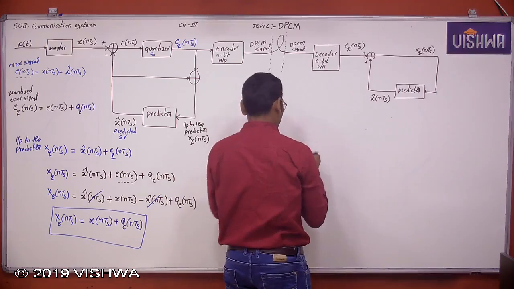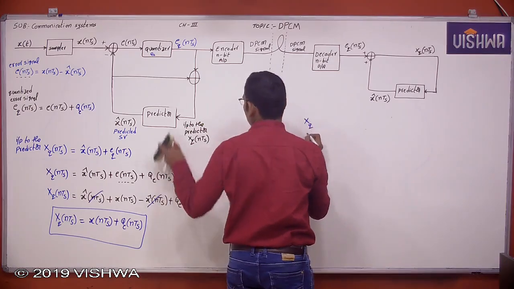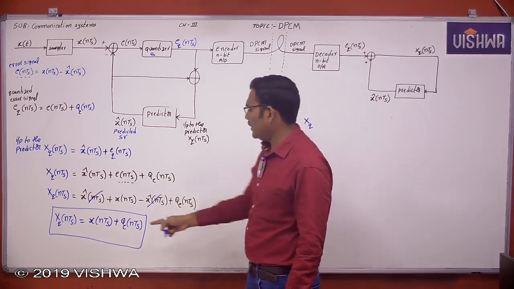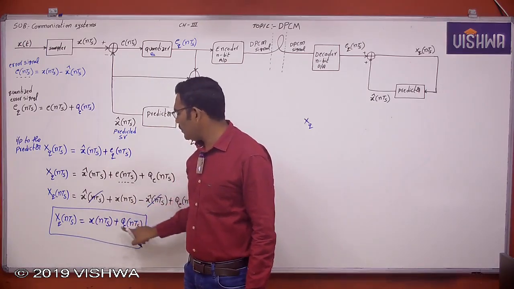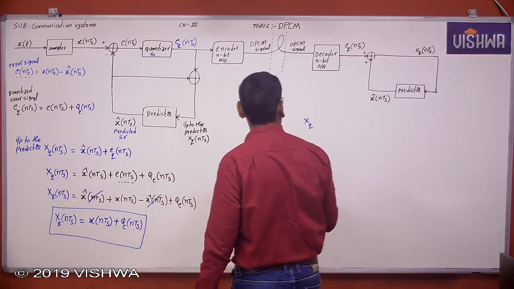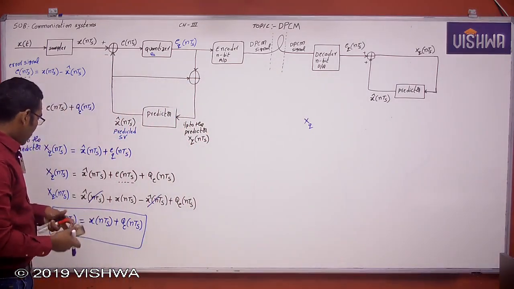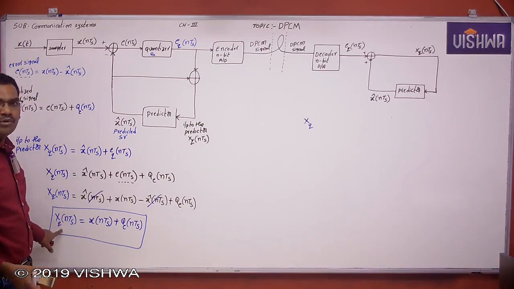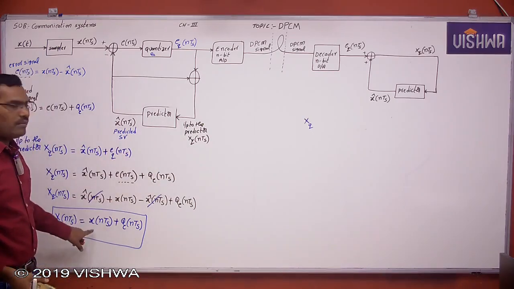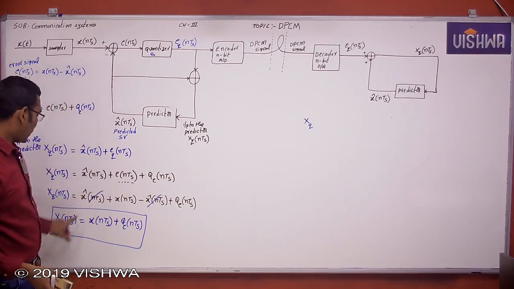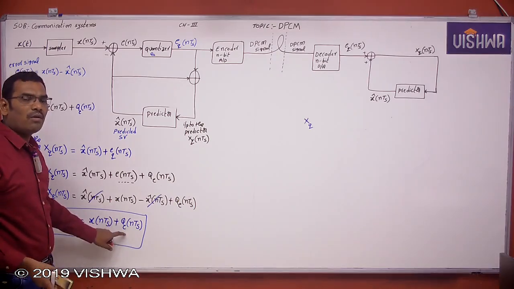Which is nothing but the input to the predictor. Now see here, the predicted sample value, or input to the predictor, is nothing but the original sample value with some small quantization error, meaning it is the original sample value only. So finally what we can say is, the input to the predictor is nothing but the original sample value with some small quantization error.